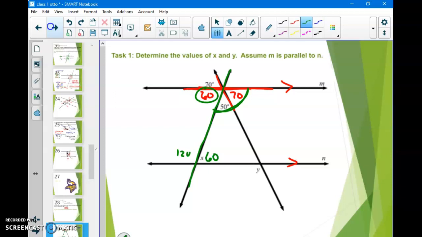We also know that if we have same side interior, that tells me that 70 and whatever this angle in here is has to add up to 180, because same side interior is supplementary. So I'm going to say that that's 110. Vertical angles gets that one to 110. Now, are there probably 10 other ways you could get those numbers? Absolutely. I just chose those because those were the ones that popped into my head while I was doing it.